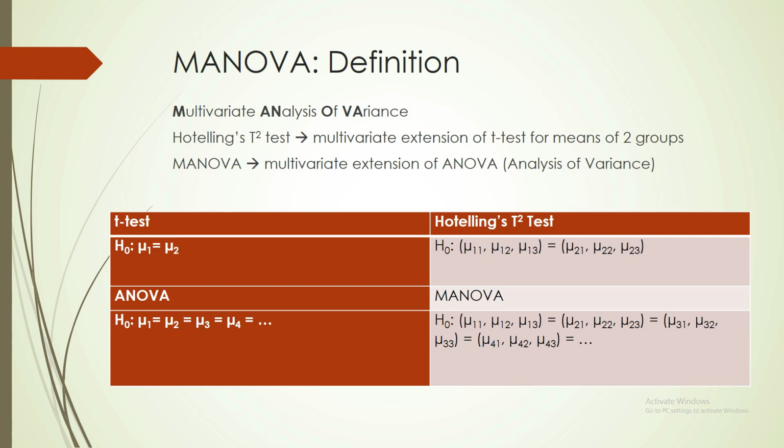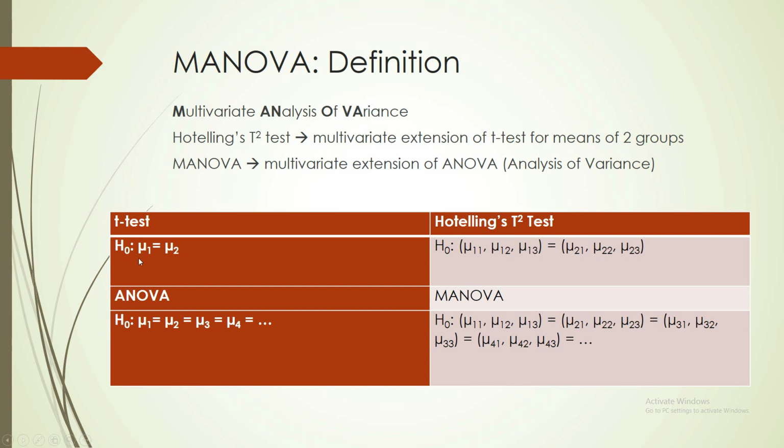So first of all, we go to the definition of MANOVA. MANOVA stands for Multivariate Analysis of Variance. And as you may be able to guess, MANOVA is the multivariate extension of the ANOVA, which is Analysis of Variance, just like Hotelling T-Squared test is the multivariate extension of the t-test for means of two groups.